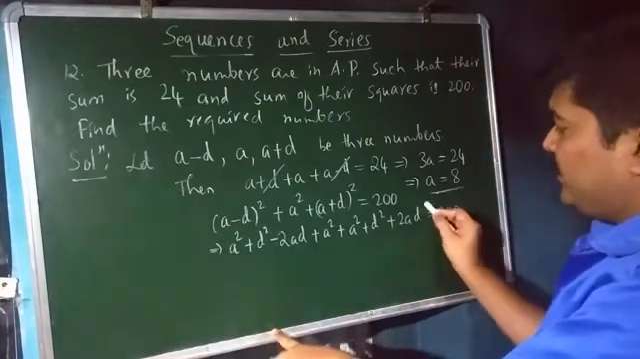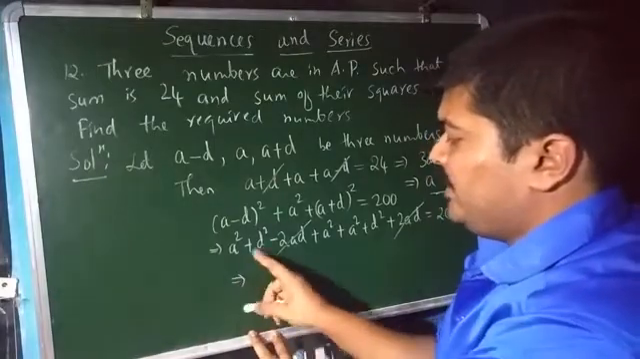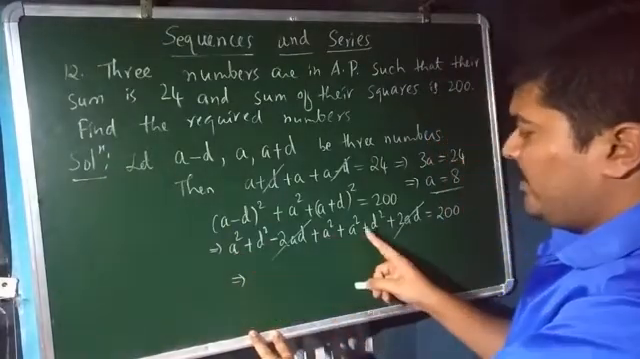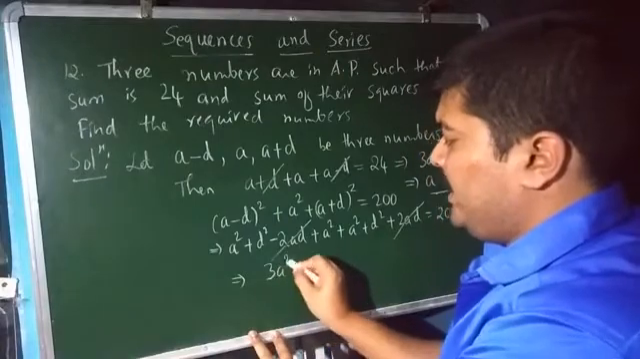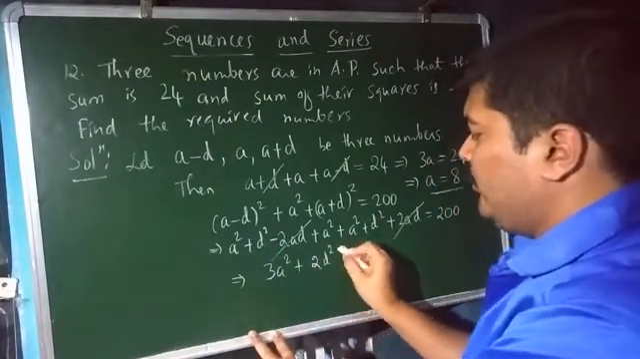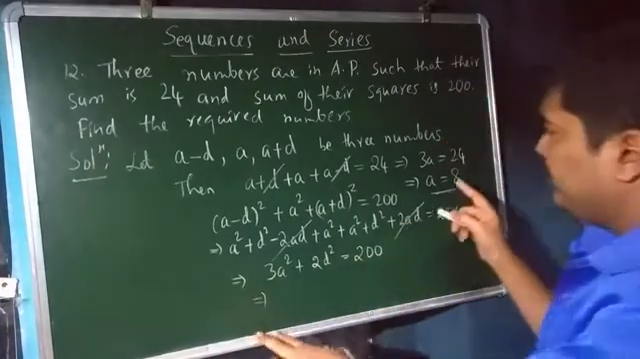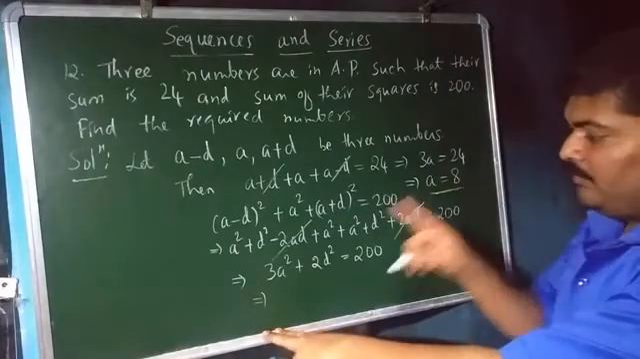Isn't it? Now see here, 2ad minus 2ad will get cancelled. What are you left with? You are left with a square plus a square plus a square, that is equal to 3a square, plus d square plus d square, that is equal to 2d square, equal to 200. Now this implies, substitute the value of a here in this expression.